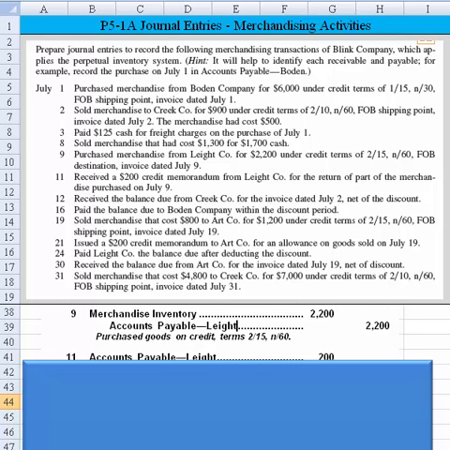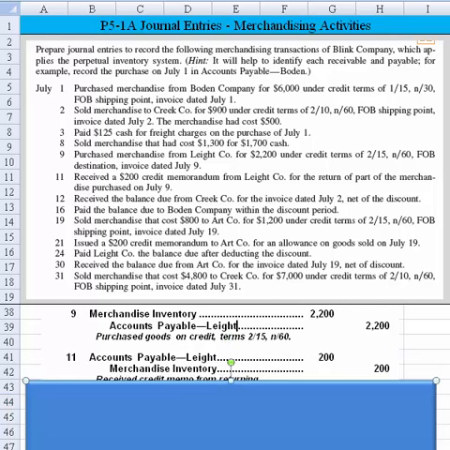Now, the fact that it's FOB destination simply means legal title won't transfer until it actually reaches the destination. But since we made the entry on the 9th and we're at mid-month, not at the end of the month, I think the entry as it stands is the correct way to do it. Now on the 11th, we received a $200 credit memo from the company for the return of part of the merchandise purchased on the 9th.